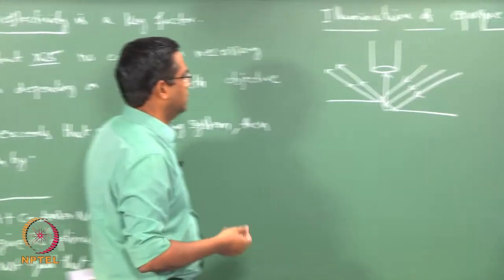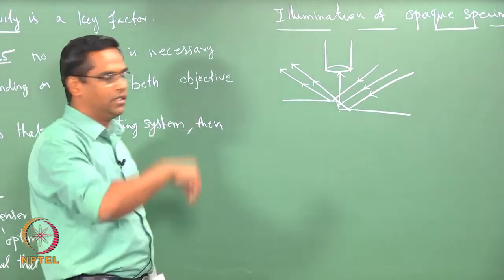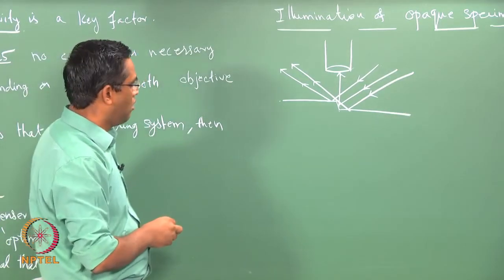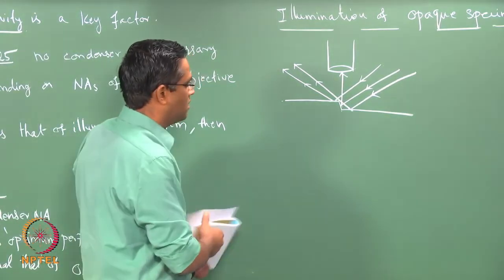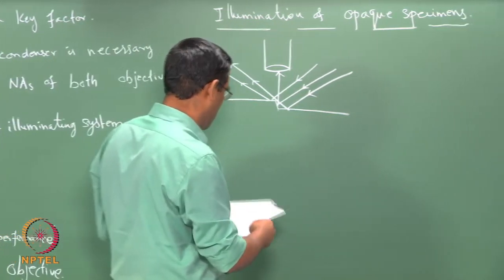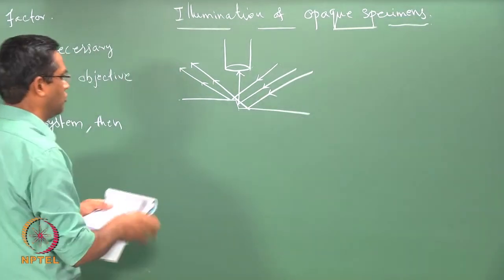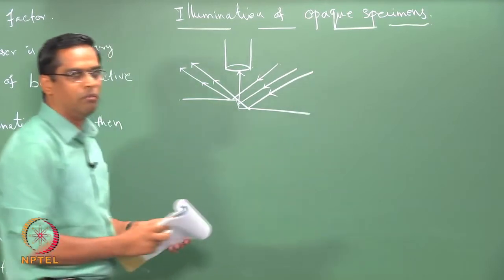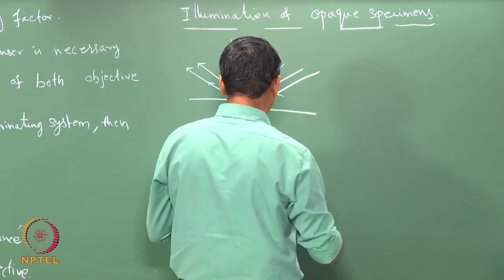So see, the best is the illumination through the normal direction. We will see just what are the illuminations which are primarily employed in the metallurgical microscope, and then we will proceed to the bright field illumination. Let me draw the schematic.